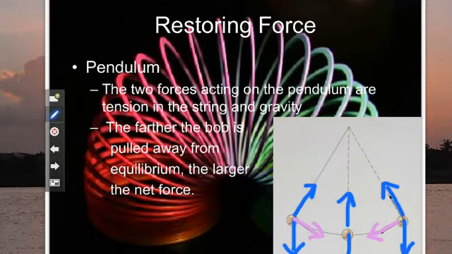What you should see is that in the middle here, the string is straight up, and so it's going to be perfectly balancing out the force of gravity, and so the two forces counteract each other, and the net force is 0. So as our pendulum passes through the equilibrium position, the net force acting on it is in fact 0. That's actually also where it has its maximum velocity.